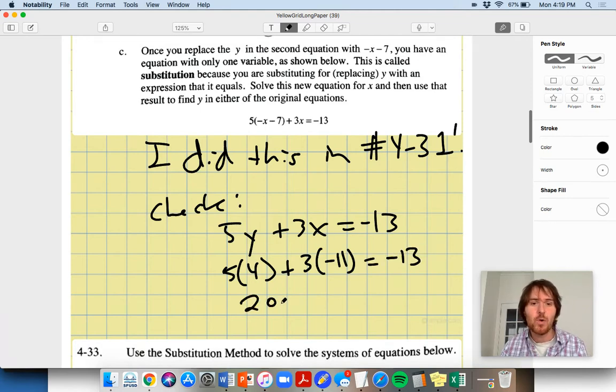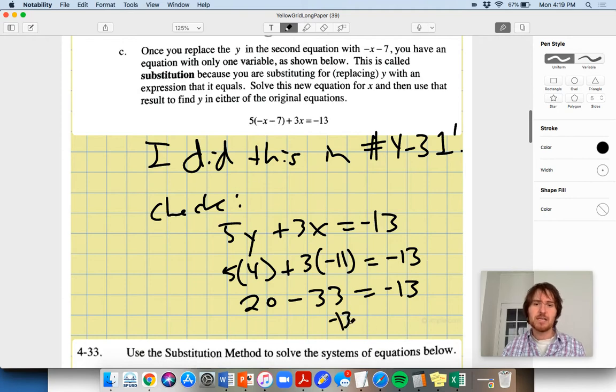5 times 4 is 20 plus, oops, that's plus and minus. So here, this again, we're going to end up subtracting, because 3 times negative 11 is negative 33. So 20 minus 33 equals negative 13, and it certainly does. 33 is 13 bigger than 20, so if we're taking away a number that's 13 bigger, we get negative 13 as our answer.